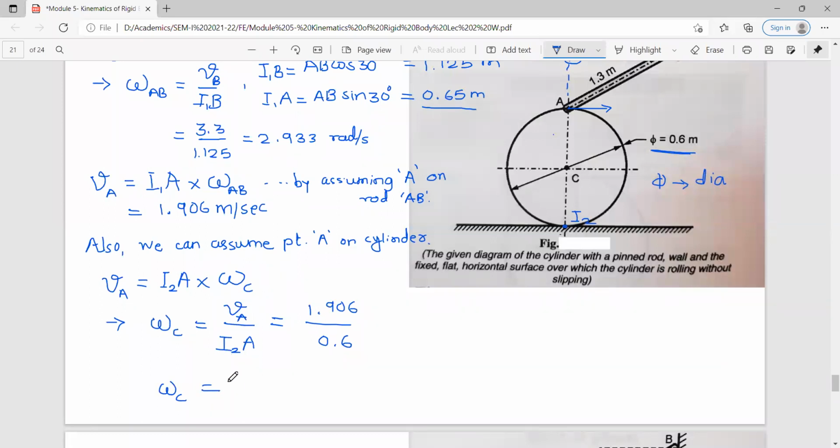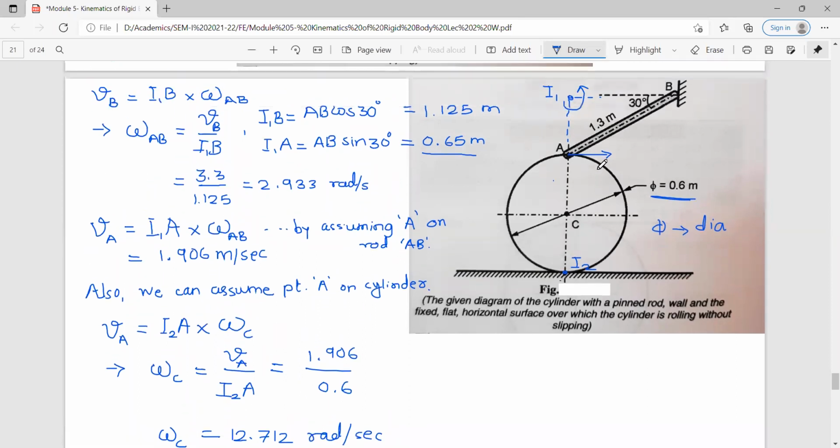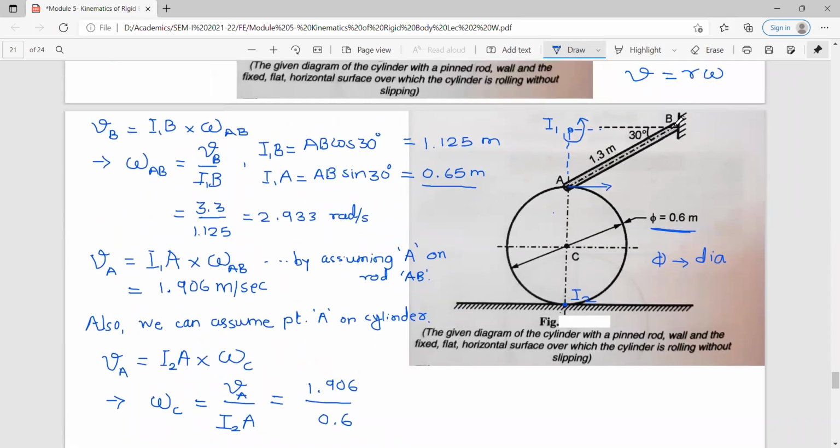12.712 radian per second. Okay, you can also find out whether it is clockwise or anti-clockwise. So here one can see point A, B is given to us, that it is moving upward. Point B is moving upward here.